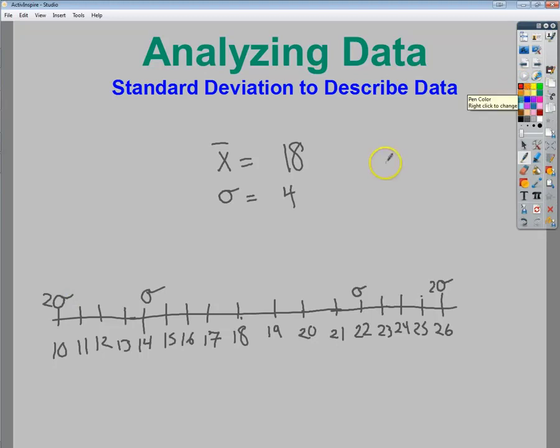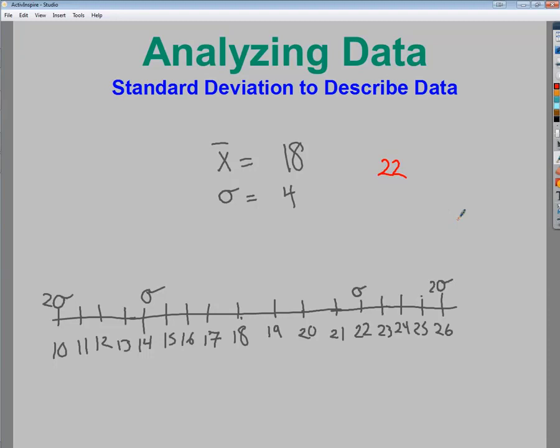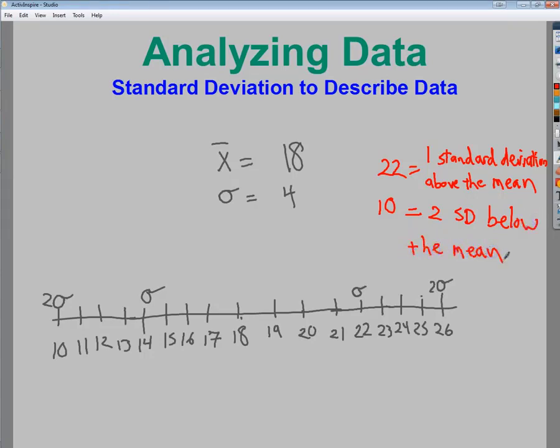So if I want to know specific information about a number, say I want to know where 22 falls, or where 10 happens to fall. Well, 22 is 1 standard deviation above the mean. 10, however, is 2 standard deviations below the mean. So basically it gives me a reference point to explain where information tends to fall.